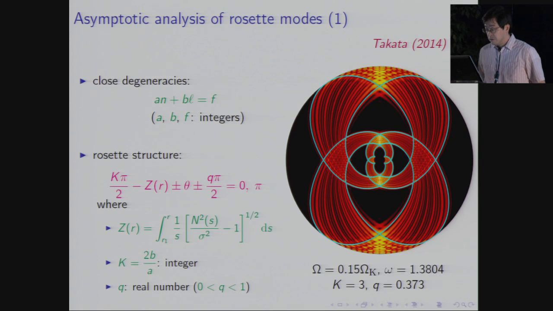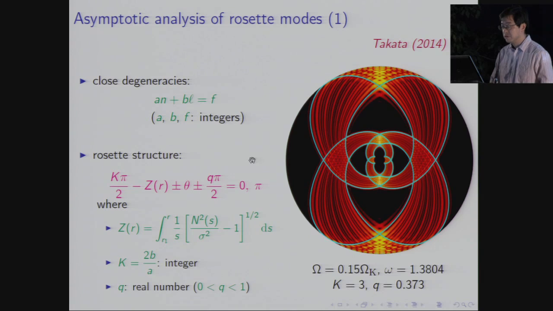On the right figure, we see light green curves. This is the essential part of the structure. And these curves are described by this equation. Here, Z_R is a radial function defined by this, with the Brunt-Väisälä frequency N and the eigenfrequency in the non-rotating limit sigma. And theta is the polar angle, and we additionally have two parameters, k and q.